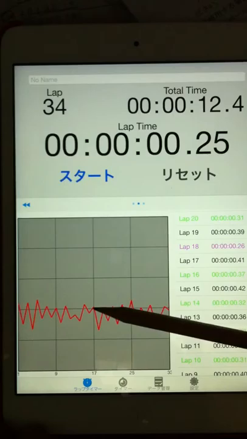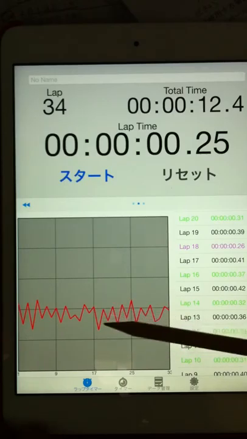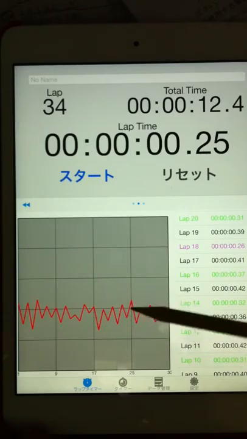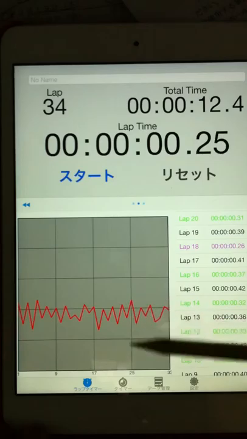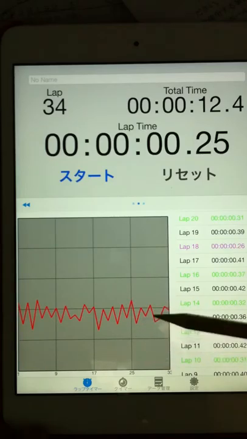1, 2, 3, 4. Strong, weaker, strong, weaker. And strong, weaker. Strong, and at last, this is reversed bounce.